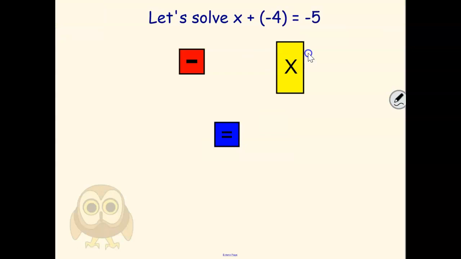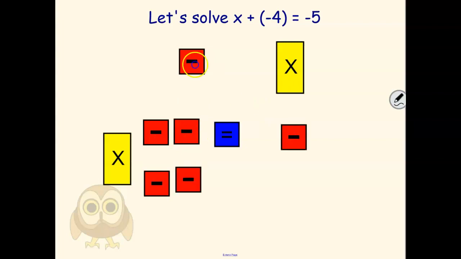Alright, another example. So, x plus negative 4 equals negative 5.